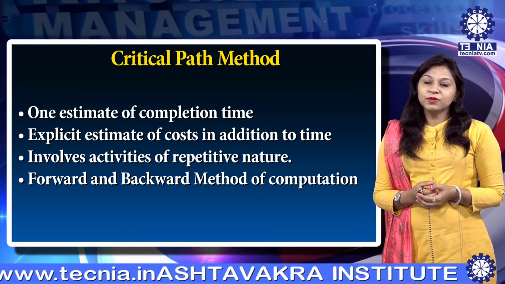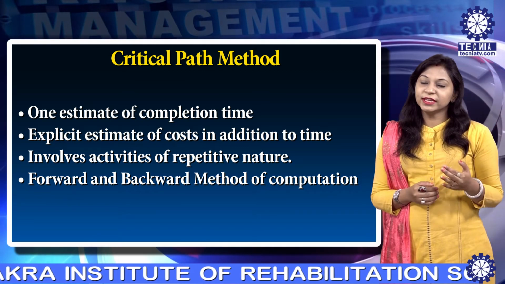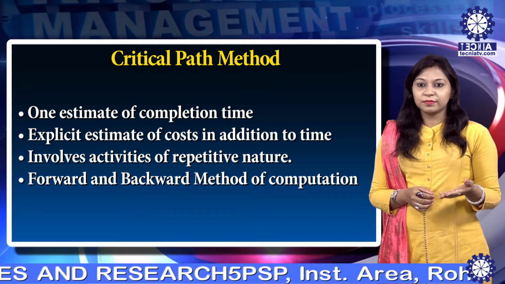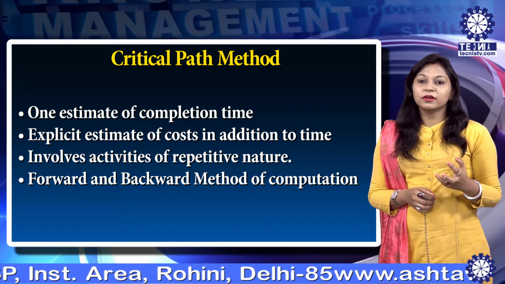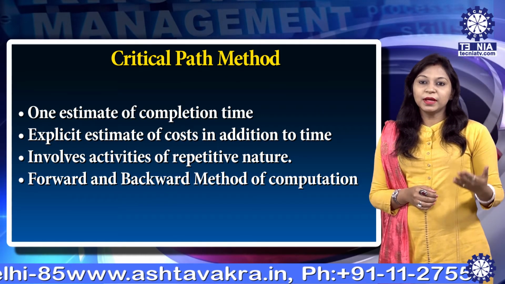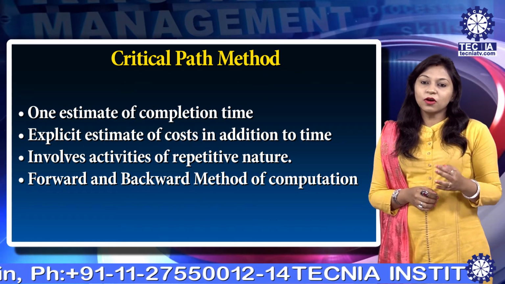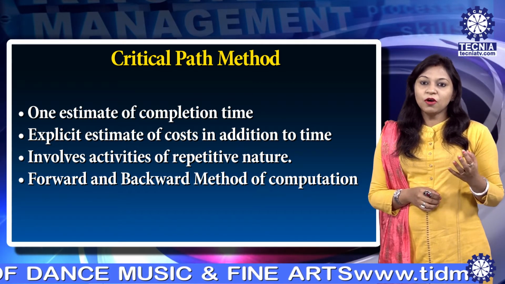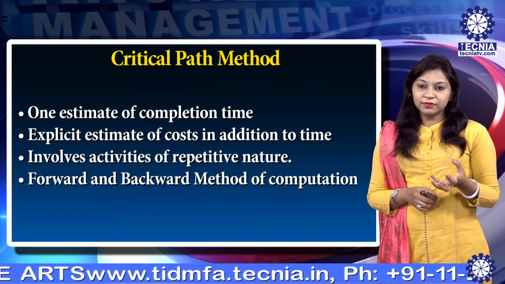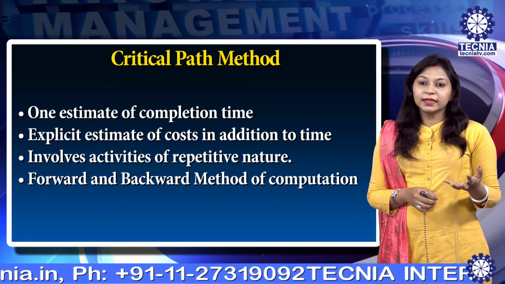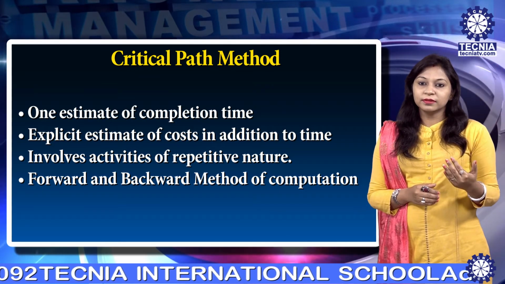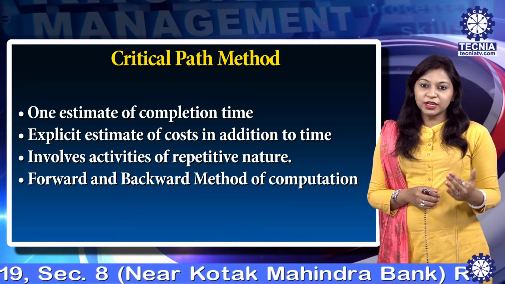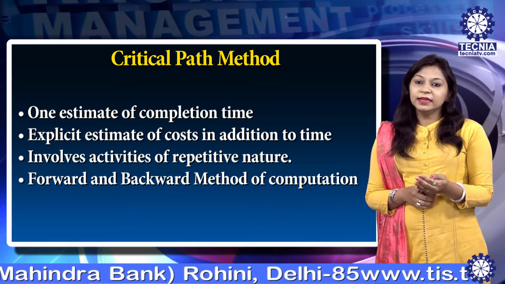In CPM, there is only one estimate of completion time for each activity. Also, it allows an explicit estimate of the cost in addition to time. Thus, it is very suitable for establishing a trade-off for optimum balancing between schedule time and the cost of the project. CPM is used for completion of projects involving activities of a repetitive nature. It also involves events, activities, and network designing by using the forward and backward method for computation of earliest start time, earliest finish time, latest start time and latest finish time.